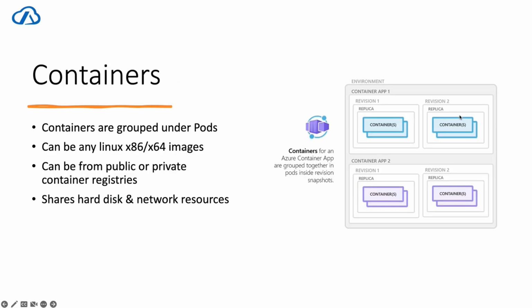And yeah, within an environment is where we have a container app, as you can see in this picture here. The environment is the top level thing. Inside we have a container app, and then we have these containers here, right? So containers are grouped under the pods. So they can be Linux, x86 or x64 images, and you can deploy the containers from public or private container registries, and they share a hard disk and the network resources under the hood, because of course they are all deployed into the same environment. Right, so containers are the actual containers running your application, be it a .NET Web API, a .NET Worker process, or your microservices. Everything is under a container.